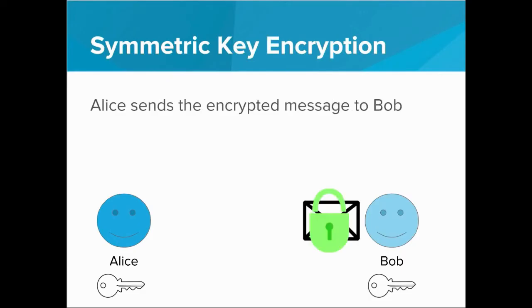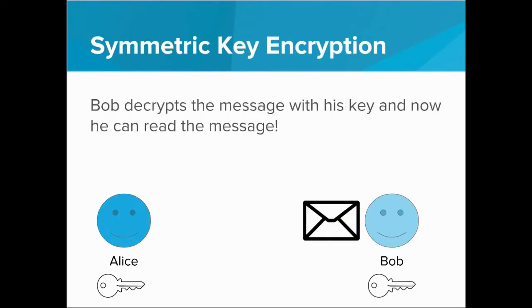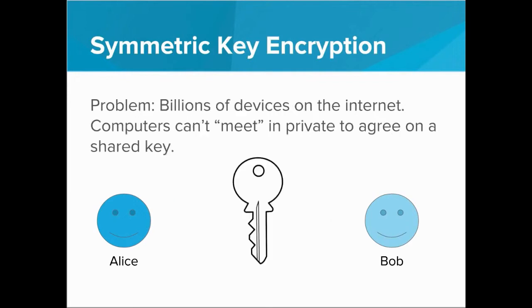She can send it over to Bob, trusting that no one else along the way will be able to understand it because they don't have the key. And now Bob decrypts the message with his key, and he's able to read the message. Now, this only worked because they were able to share this key. They met up in private and were able to make copies of this shared key. And this presents a problem for encrypted communication on the internet.